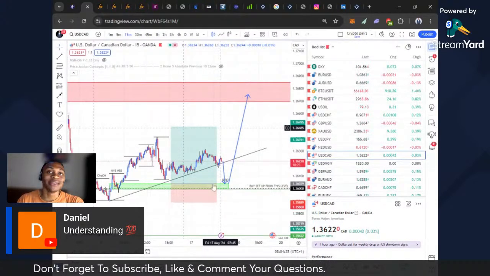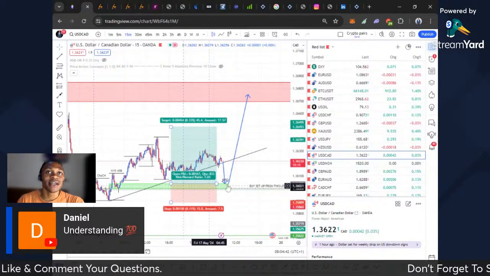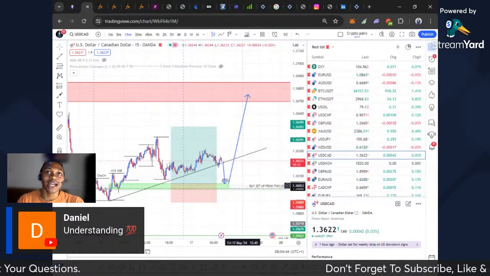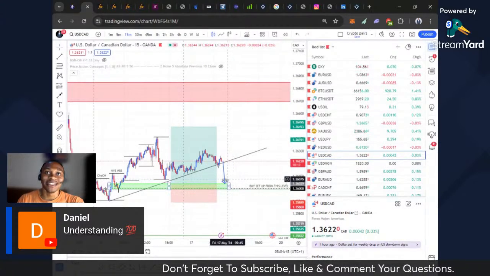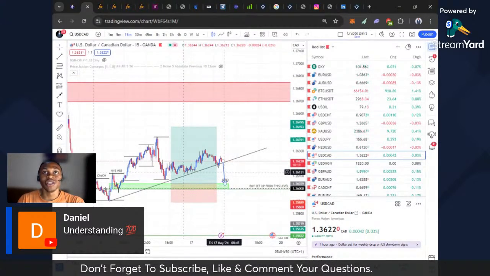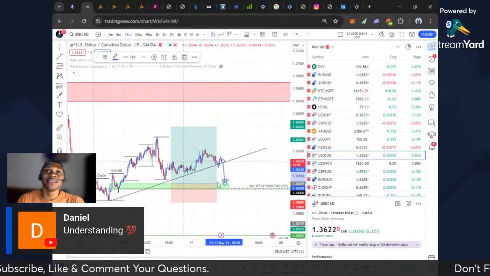The push to the upside is going to be massive, and to grab this liquidity, it might use a wick, it might not use a full body candle. So you need to be patient. Patience is also needed in this forex trading venture.